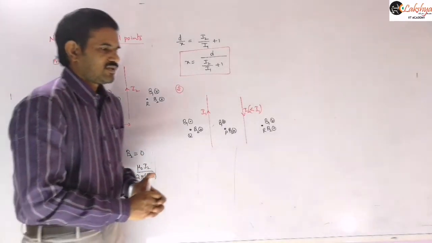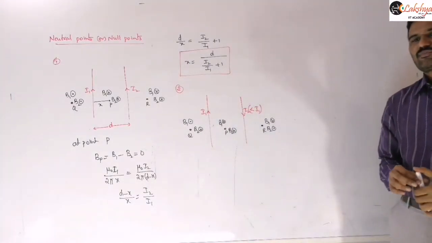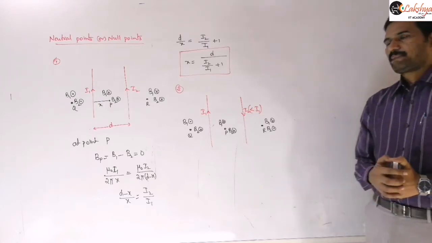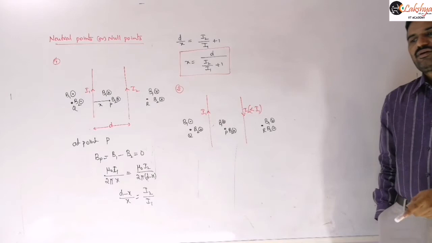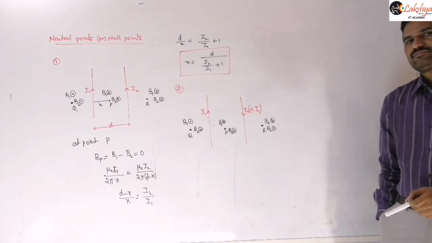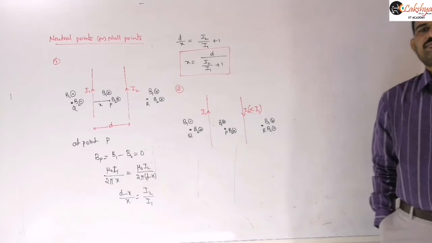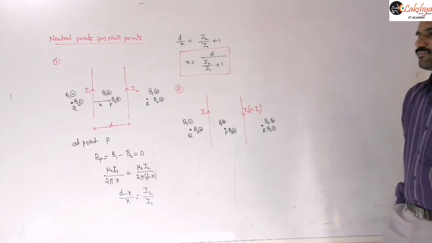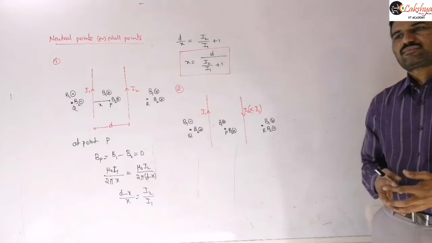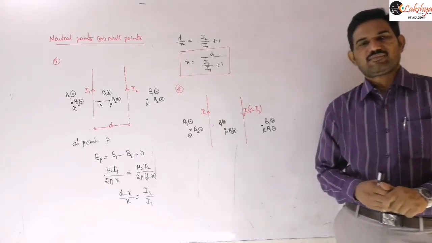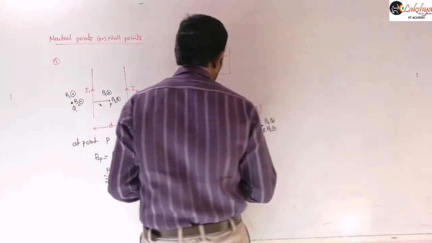In this case, mention that if two parallel conductors are carrying current in opposite direction, then a neutral point will be formed outside the conductors, and closer to the conductor carrying the smaller current, right?